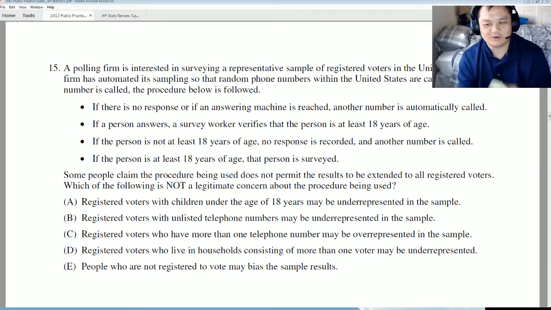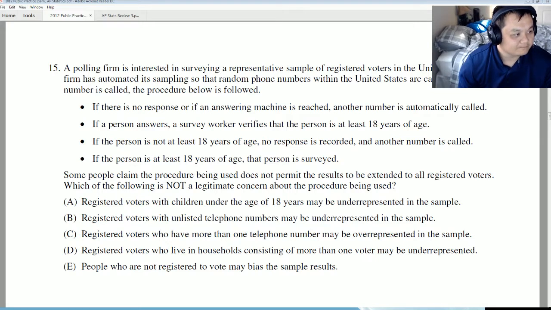So B is the only one that is not like the other ones. But I see what you mean. You're saying which one is not a legitimate concern. So C and D are not legitimate concerns. B is the only one.